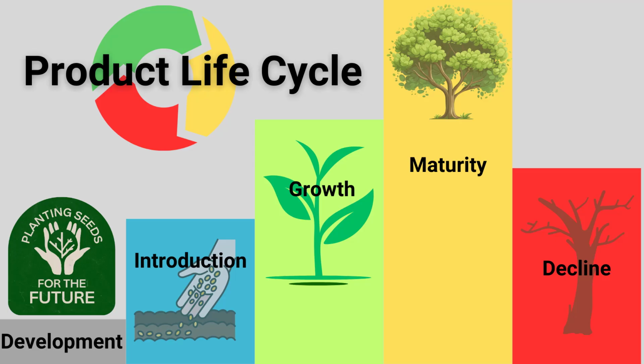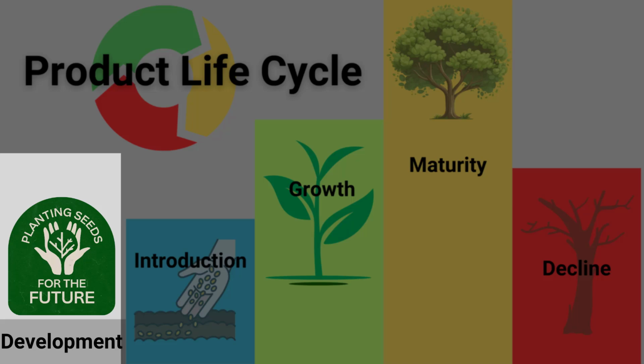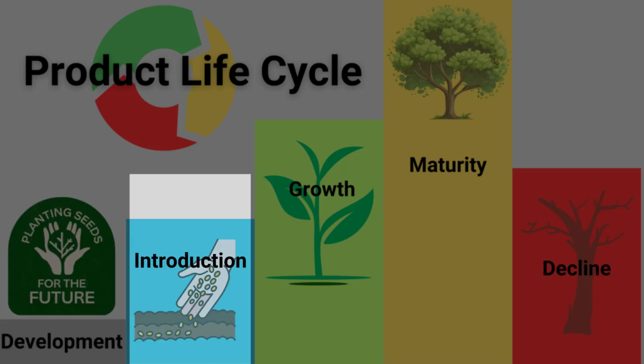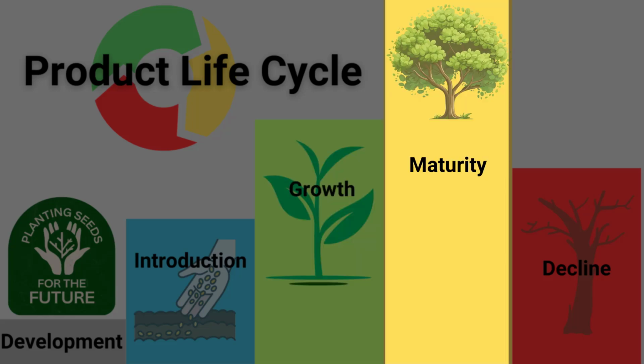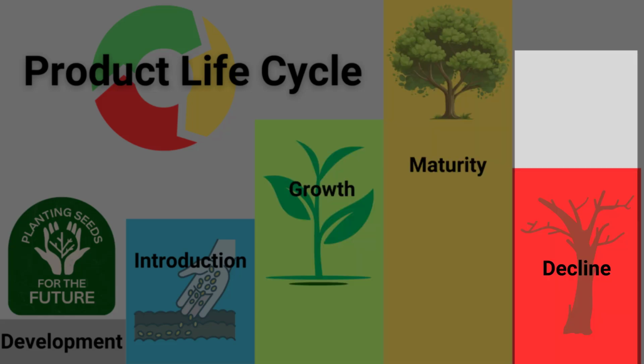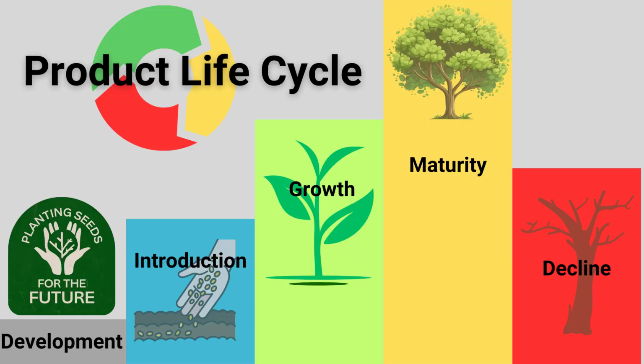And one of the things in business English that you should be able to talk about is the product life cycle. Now, the product life cycle has 5 stages. There's development, introduction, growth, maturity, and decline. And you should know these 5 stages, you should know these 5 words.